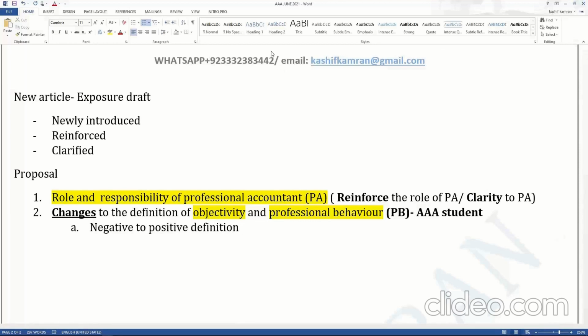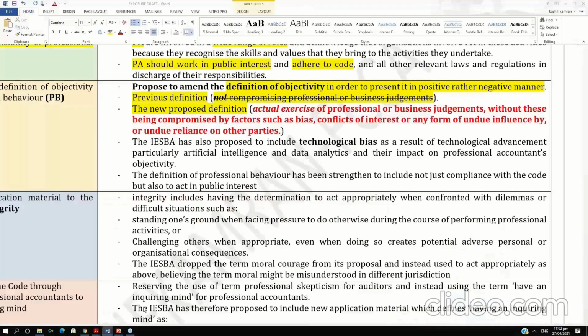Yes, you should use the new definition, Osama. That's the reason I'm telling you, right? What's the reason for bringing the article? Who brought this article? The AAA examining team brought this article for students to know the new definition for the June 21 exams, right? Exactly. You should now use this new definition because this is an article by the examiner. So negative to a positive definition, right? Move back. Next.